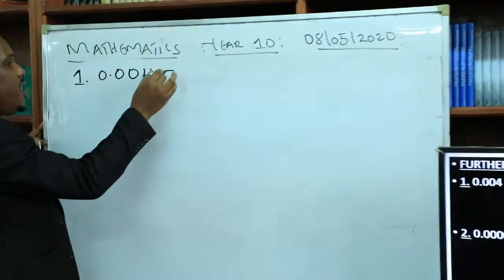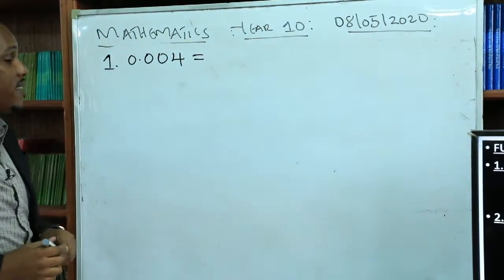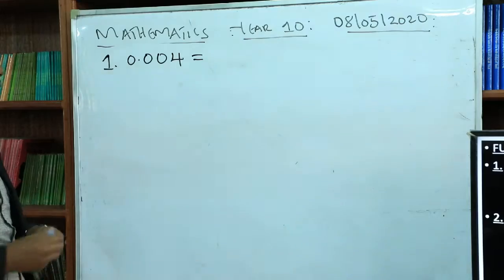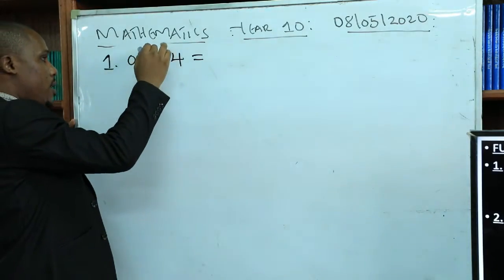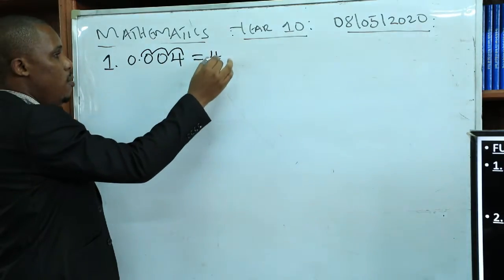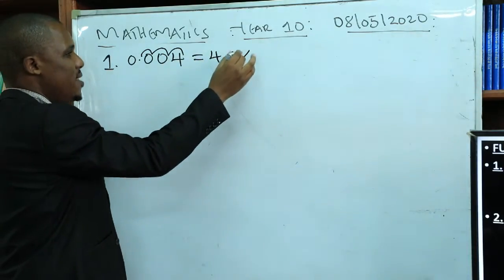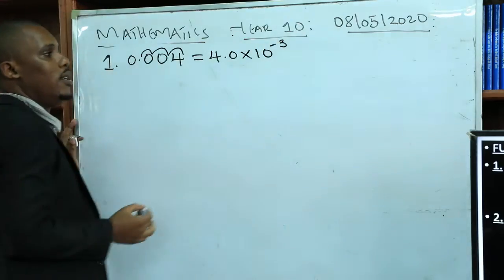0.004. So in standard form, you need again to identify that this number is less than 1. So how many steps are we going to move forward? Again, in the simple case for us to achieve that, it's going to be number 1, then number 2, and then number 3. So this one is going to be 4.0 times 10 to the power negative 3.